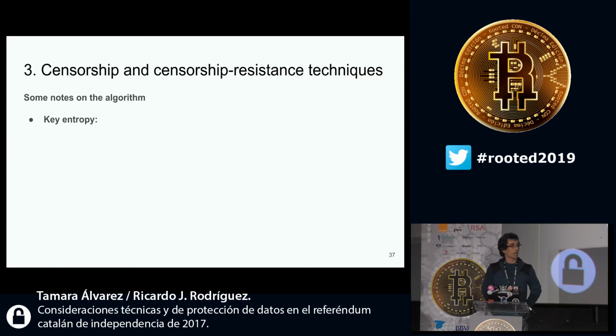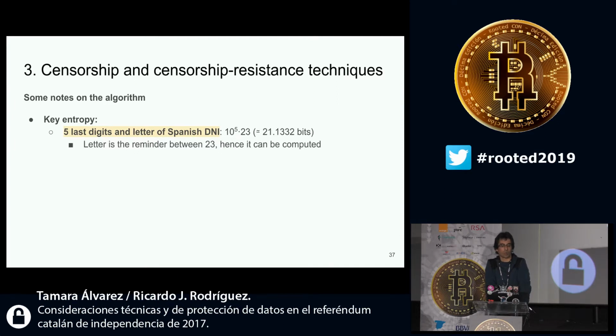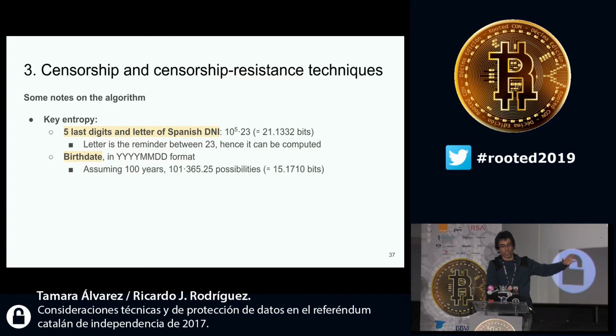About the algorithm, there's something else I'd like to mention about the key entropy. At the time, there was quite a lot of discussion. If they use the last five digits and letter of the Spanish identity card, you know that the letter is calculated in this way, so you can compute it. But if you cannot compute it, you have approximately 21 bits in order to save that information. The birth date in the American format, year, month, day. If we take 100 years, we can have this range of possibilities.